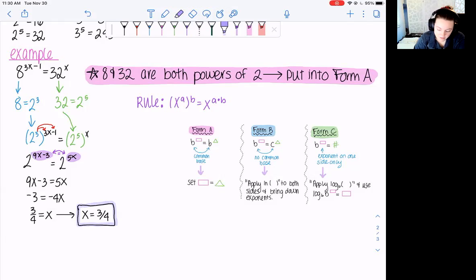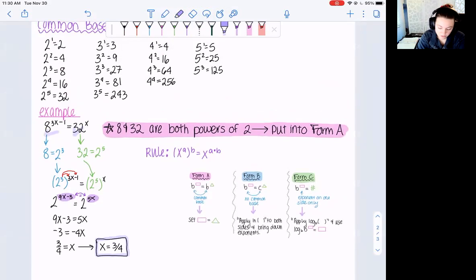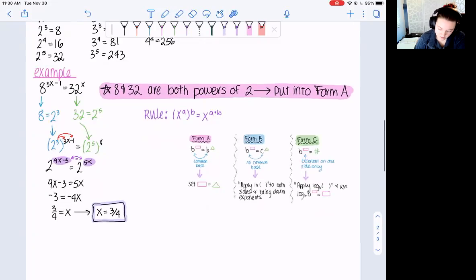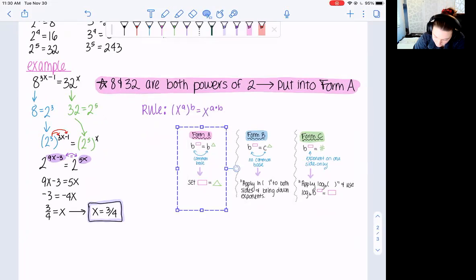So once again, my first step here was simply recognizing that 8 and 32 were in the same number family, the same common base family, right? 8 and 32 are in the same common base family, which means that I could rewrite them with the same base. Once the base was the same, I could set the exponents equal to each other, and then this is just solving a linear equation. Can I answer any questions about that so far?